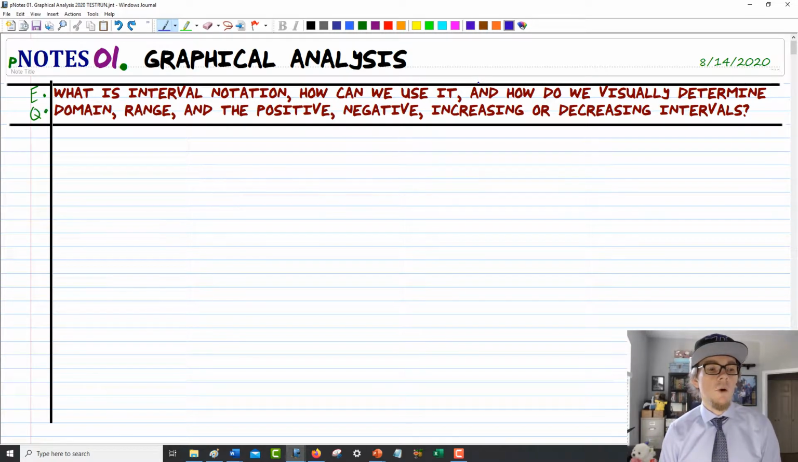The date is there as well. I have an essential question, which in our case is like the learning objective, just phrased into a question. It's not always perfect, but it's fairly close. Today we're going to focus on answering the question: what is interval notation? How do we use it? And how do we visually determine domain, range, and the positive, negative, increasing, and decreasing intervals, presumably for a function? So that's where we're going to begin, with interval notation, and then we'll move into that other piece.